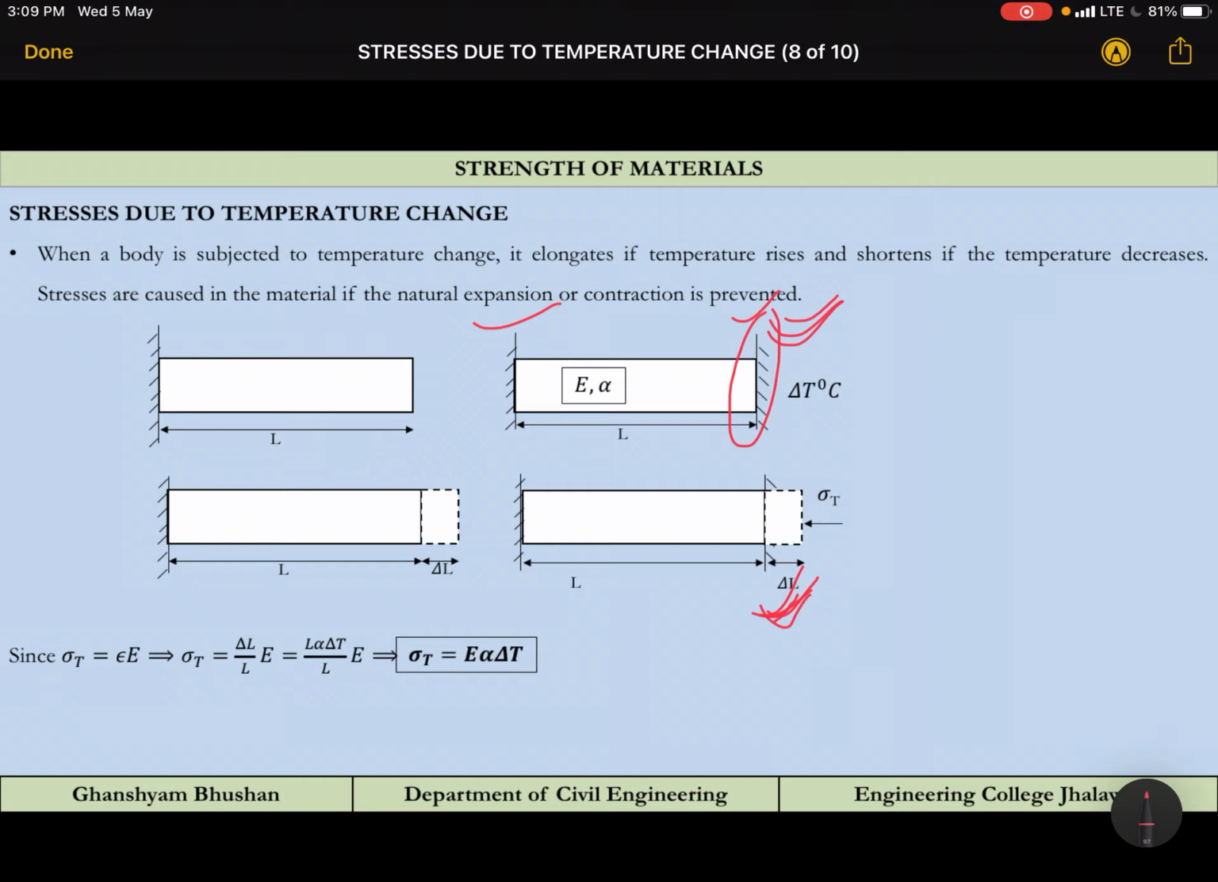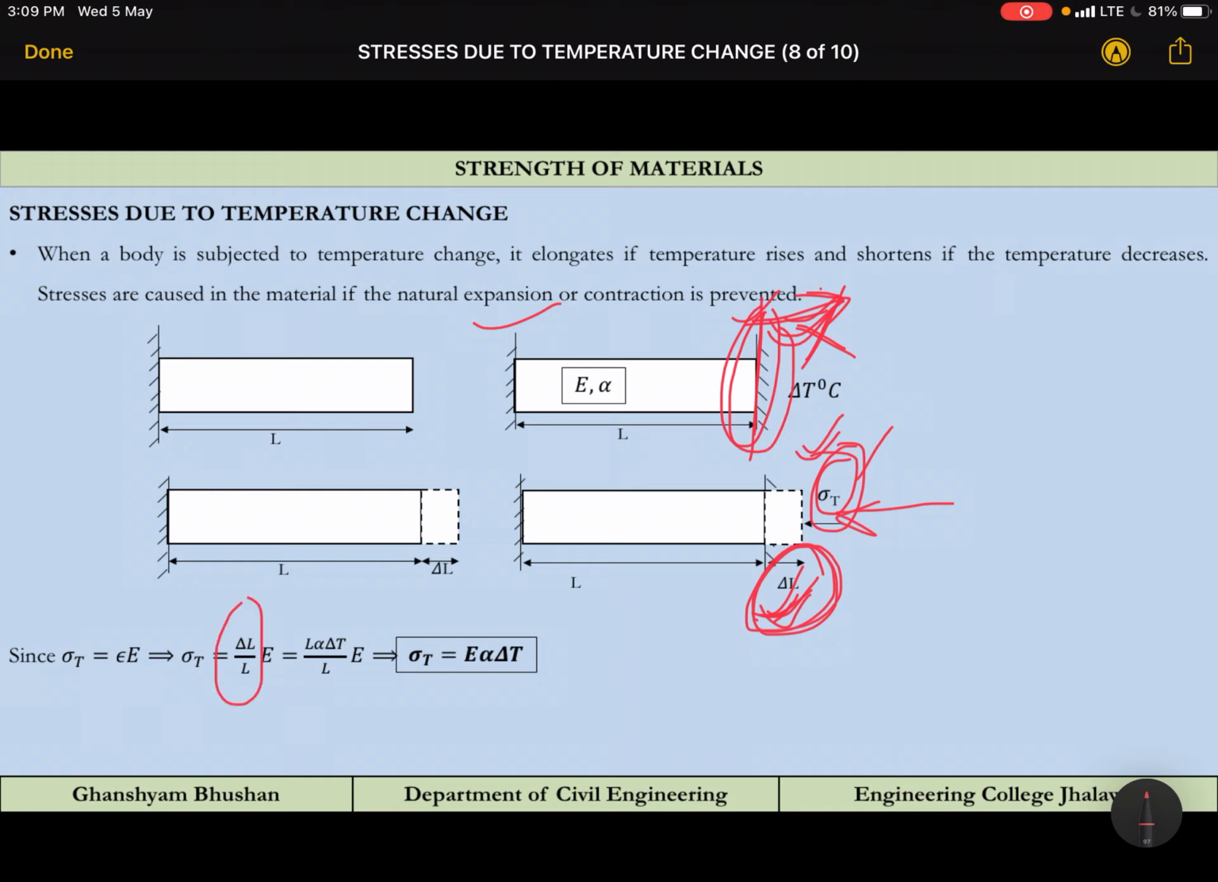Let us assume this fixed support is not here. What is going to happen? It will expand by delta L, but due to the fixed support, a stress will be generated which pushes it back. You can understand it by different methods, but whatever suits you, just try to understand the concept. So this stress is generated due to the deformation which is not allowed. The corresponding strain will be delta L by L.